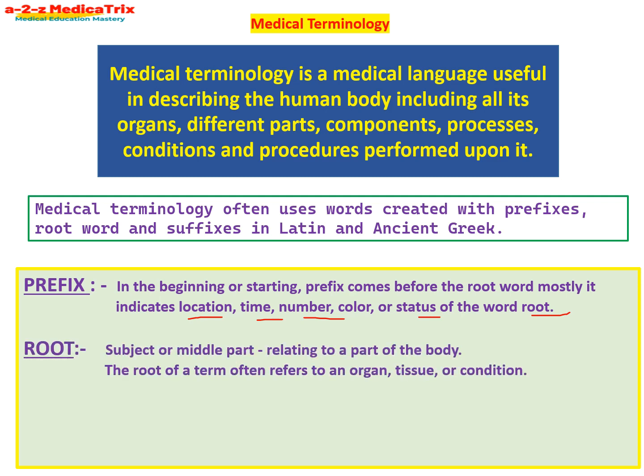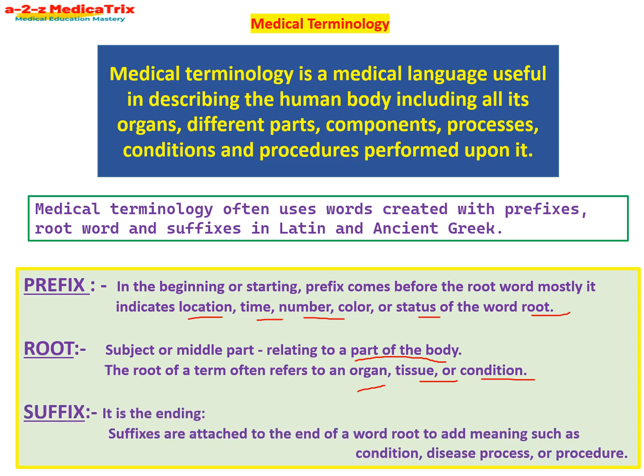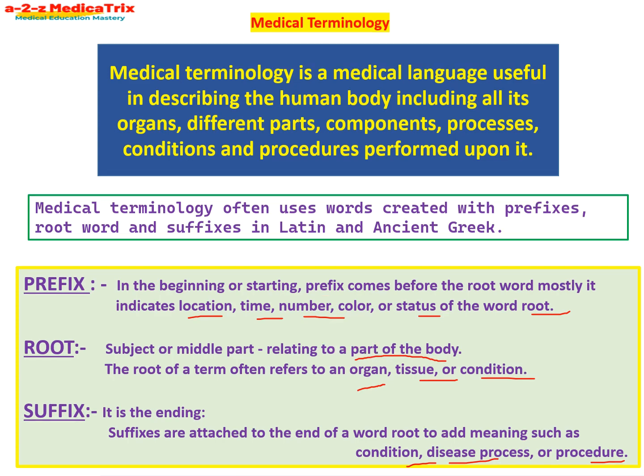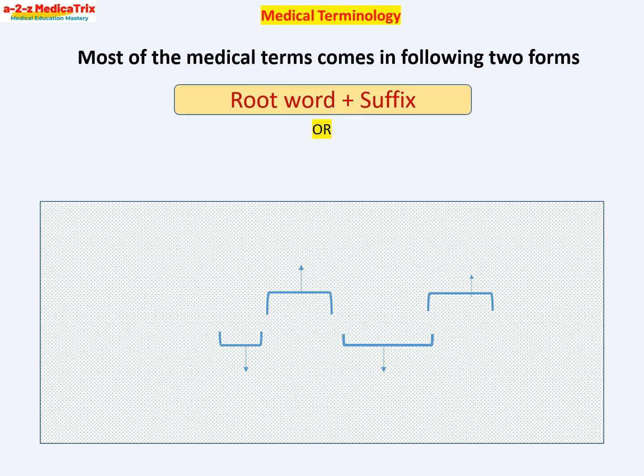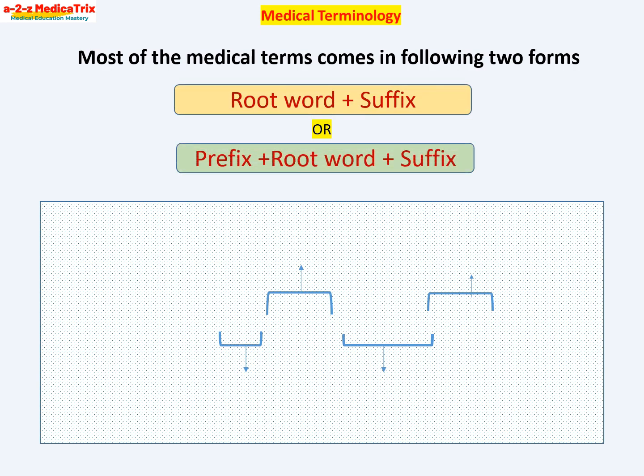Then what is a root? The root is the subject or middle part of a word which is related to any part of the body, like an organ, tissue, or a condition. Then the suffix. The suffix comes at the end of the root word and indicates a condition, disease process, or a procedure. Any medical term comes in two forms: either root word plus suffix, or prefix plus root word plus suffix.